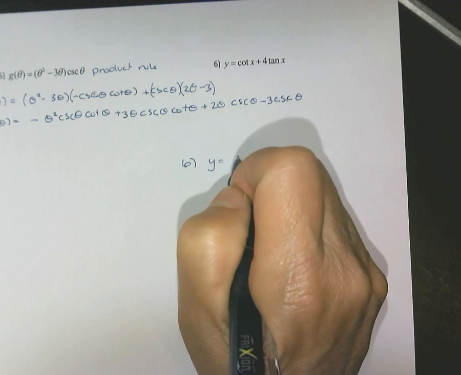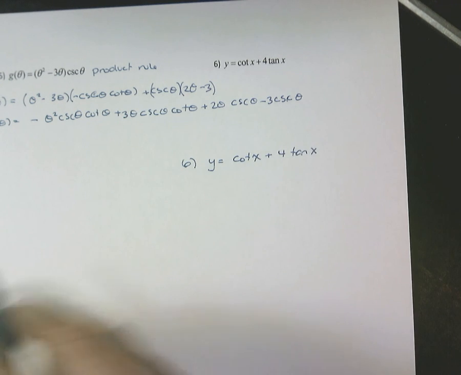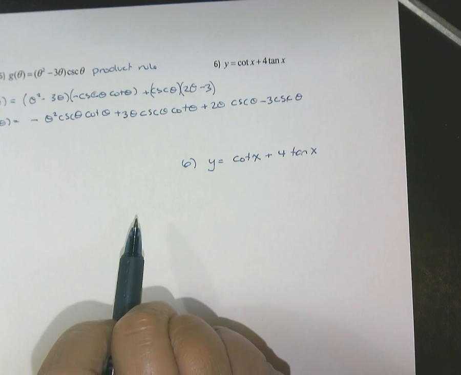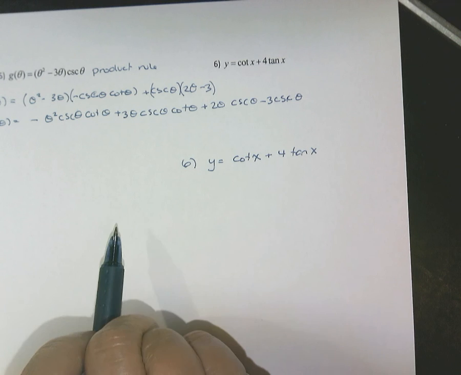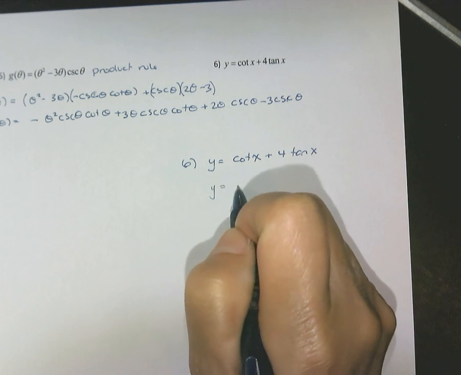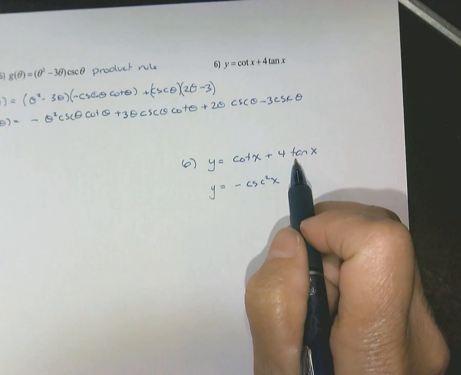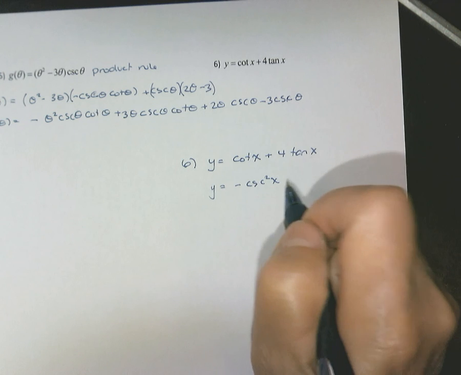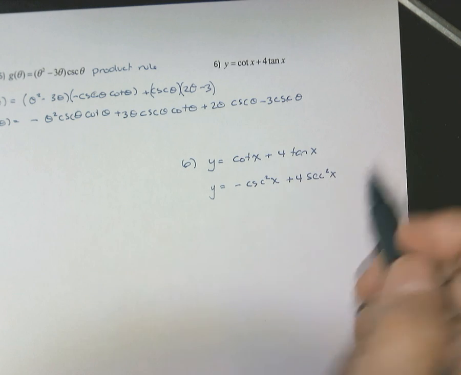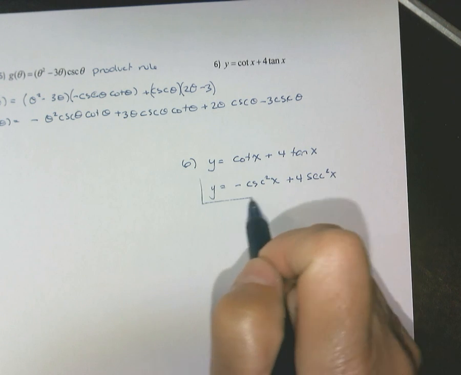And I have y equals cotangent x plus 4 tangent x. I don't have a product rule. These are being added. I don't have a quotient rule. There's nothing being divided. So this is very straightforward. The derivative of cotangent x, remember this begins with a c. So it's y equals negative cosecant squared x. Derivative of tangent x is secant squared x. So I get plus 4 secant squared x. I probably could rearrange this 100 different ways, but it doesn't serve a purpose. I'm going to leave it like here.